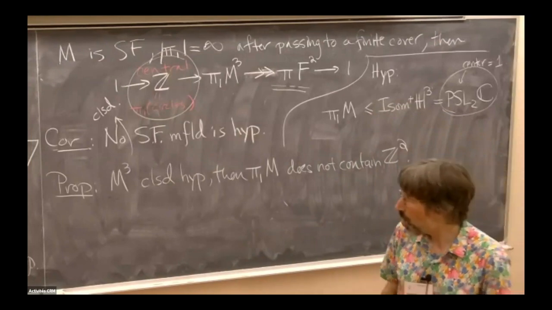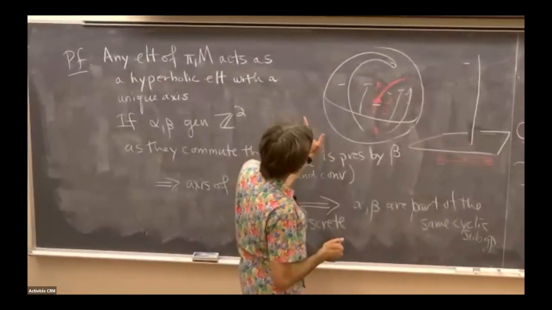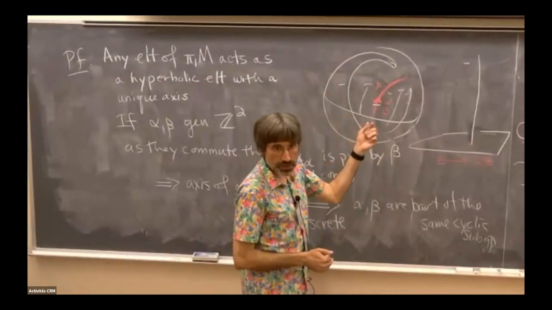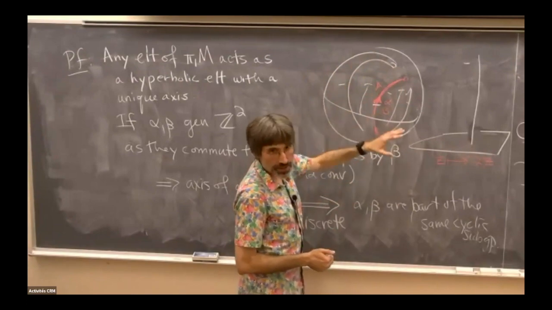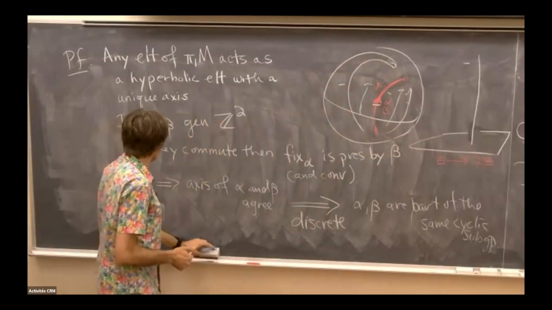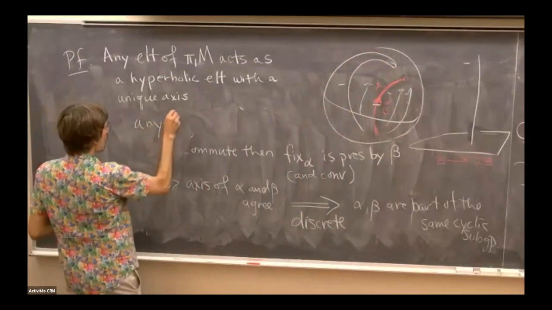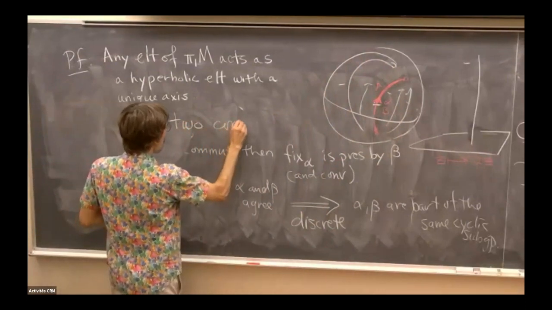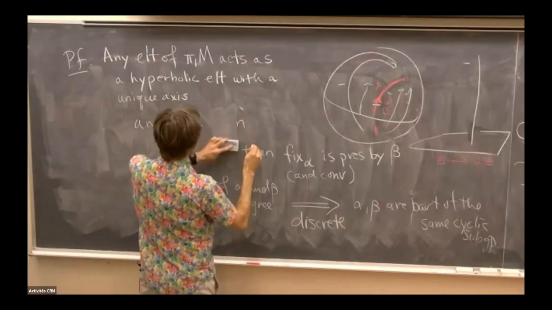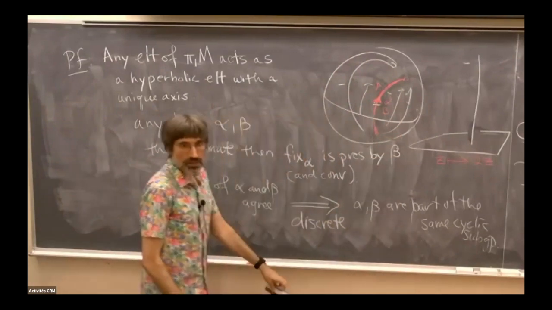Yes, absolutely. Well, there won't be any elements of finite order, because a finite order isometry of hyperbolic space always has a fixed point. And this is like the action of covering transformations, so all the elements are acting freely. But no, I'm not using it as Z squared. Really what I should have said is that any two elements alpha and beta that commute generate the same cyclic subgroup.